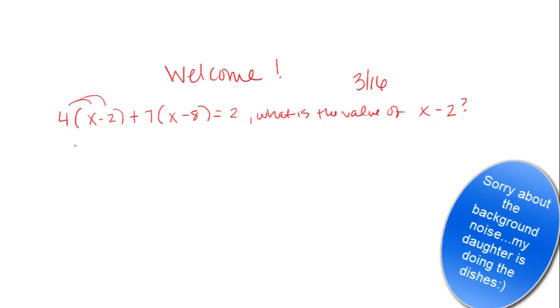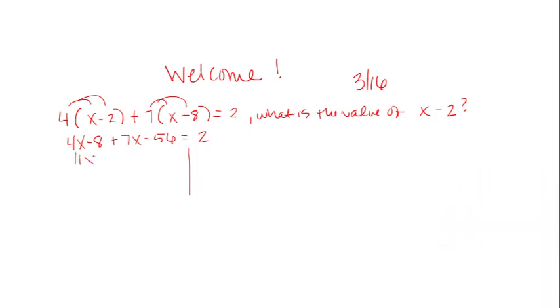We're going to go ahead and distribute to get rid of the parentheses. And then notice that this is all on the same side, so we want to combine like terms. 4x and 7x is 11x. Negative 8 minus 56 is going to be negative 64. Then we're going to get rid of minus 64 by adding 64, and we'll get 11x is equal to 66. And then we're going to divide by 11, and we're going to get x is equal to 6.